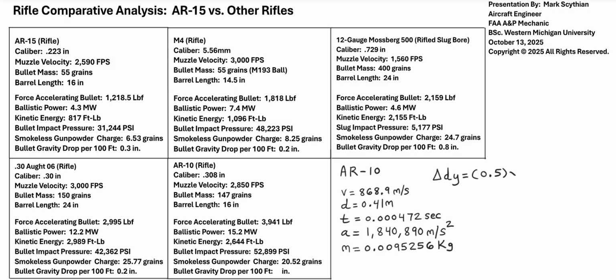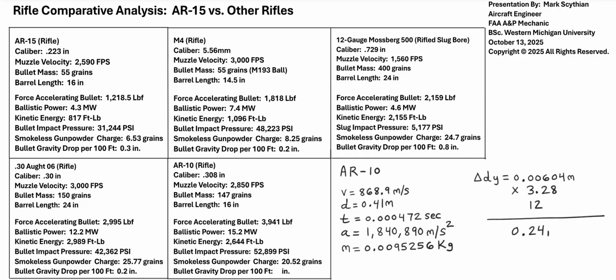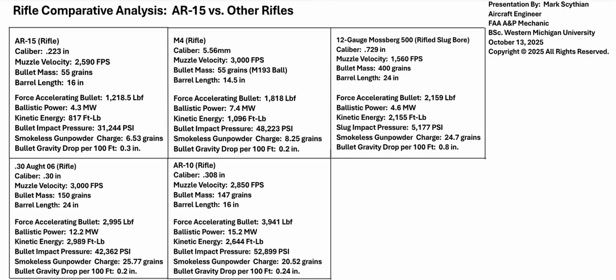And then the drop for the AR-10, we could almost guesstimate it. It should be relatively close to probably the first two, but again, it is a slightly larger round, so yeah, we're going to have a drop of 0.24 inches per 100 feet.